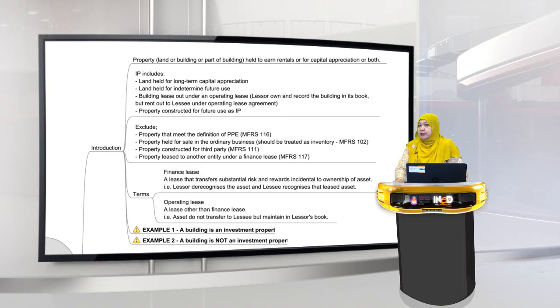Now, the third type of property that should be excluded from MFRS 140 is when we construct for a third party. So this is different from the earlier property where we construct for future use as investment property. Property constructed for a third party means that when someone asks us to build a building for them, when we construct a building on behalf of another person, then this becomes a construction transaction. So this will fall under MFRS 111, and we should not record this under MFRS 140.